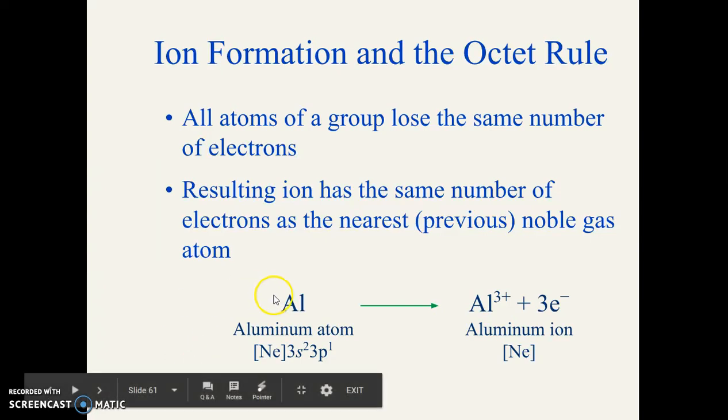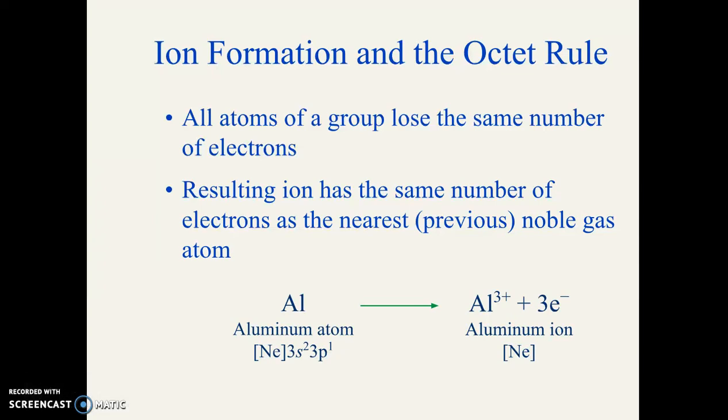So here it's showing you aluminum. If you look at its electron configuration, it has 3s2, 3p1. So right now it has 3 valence electrons, and it's in the third column for the representative elements. So that makes sense. It has 3 valence electrons.